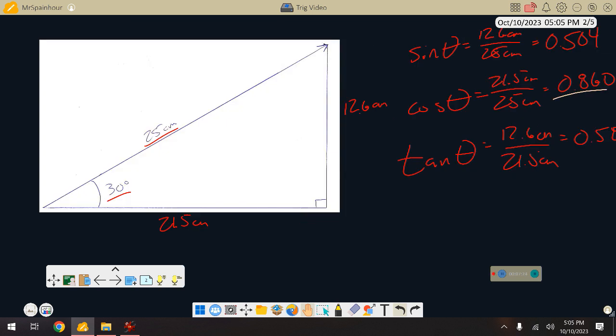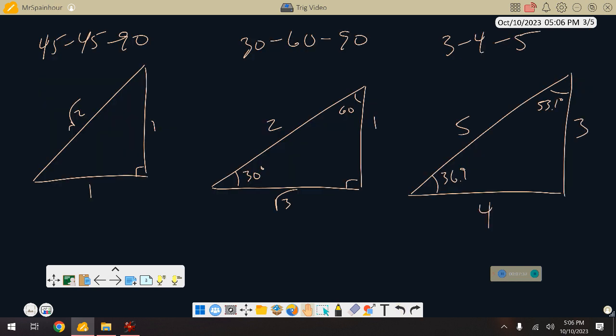Okay, so when we do trig in here, oftentimes we use a calculator, but on our first quiz, we are not going to use a calculator. So what are we going to be using instead? These are the basic triangles. Most people know the basic triangles.